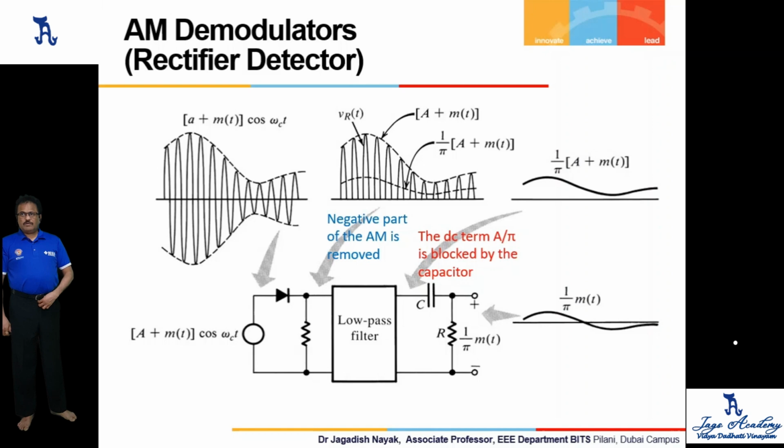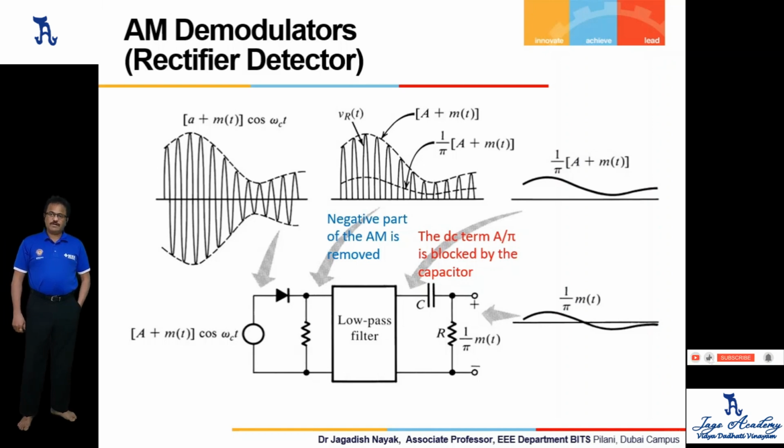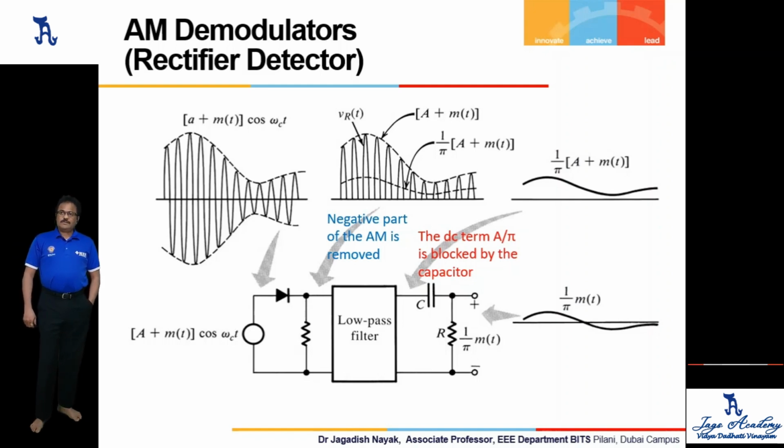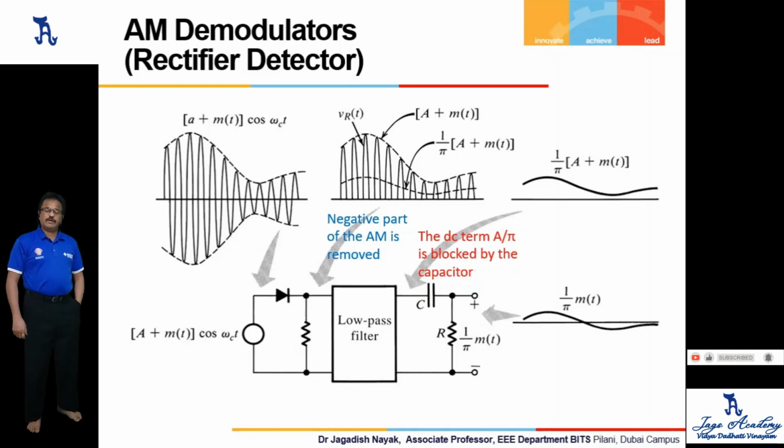See, what is AM demodulators? We are just getting back our original signal. The circuit which you see is a rectifier detector method of demodulating your AM wave.